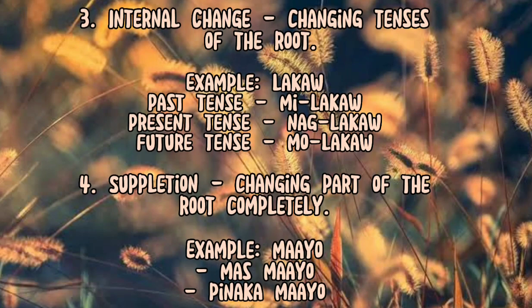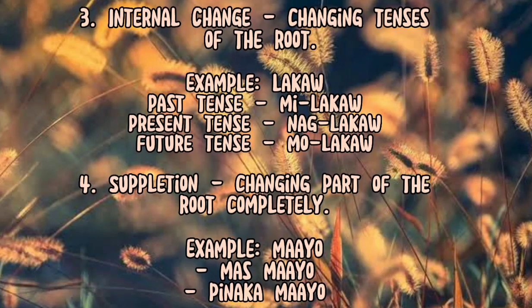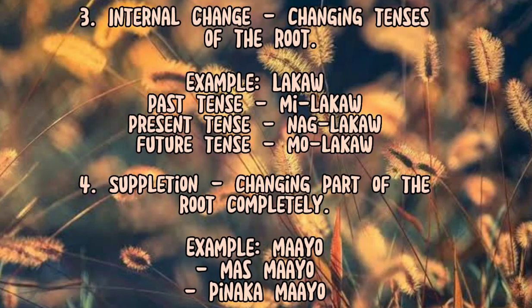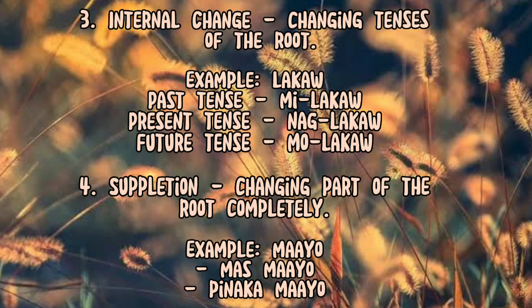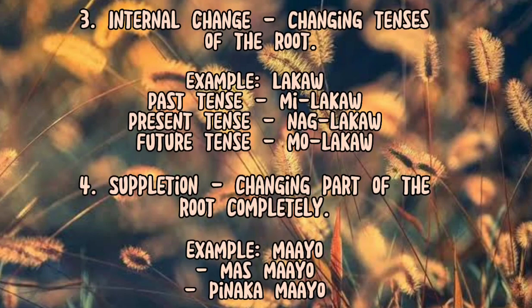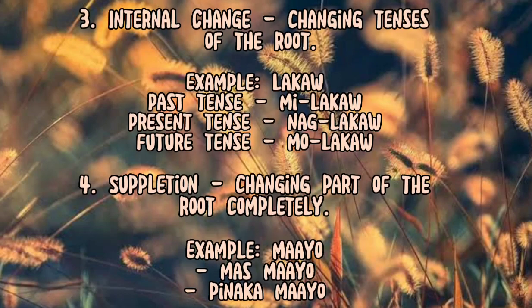Number 3. Internal change. It is changing the tenses of the root. Example, lakaw. The past tense is milakaw. Present tense, naglakaw. Future tense, mulakaw. Another example, kaon. The past tense is mikaon. The present tense, nagkaon. And the future tense, mukaon.